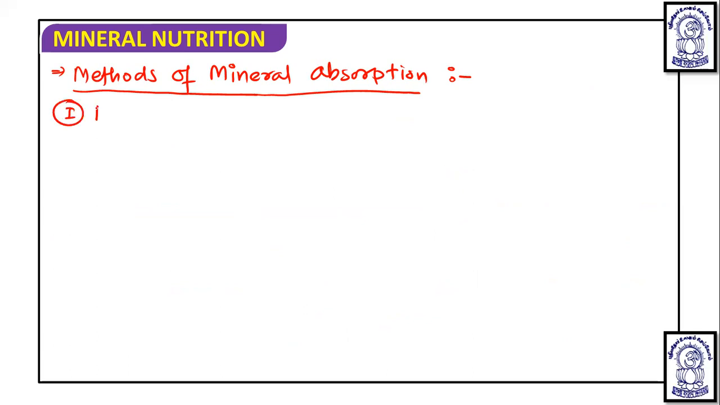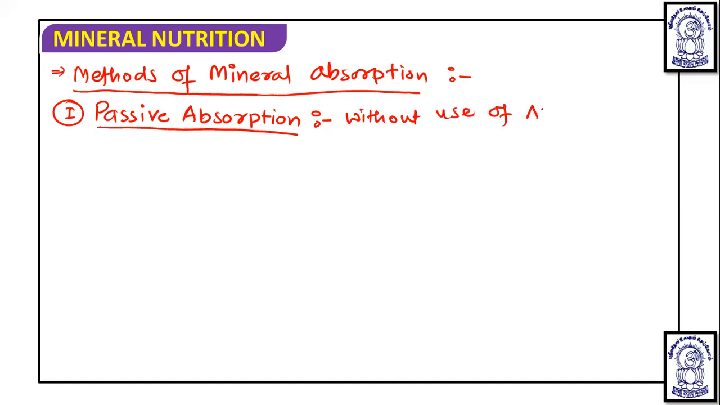If we talk about the first one, passive absorption, it occurs without expenditure of energy, without use of ATP, and it is either by diffusion, that is, according to this method, minerals may diffuse into the root cell from the soil solution, or by mass flow.